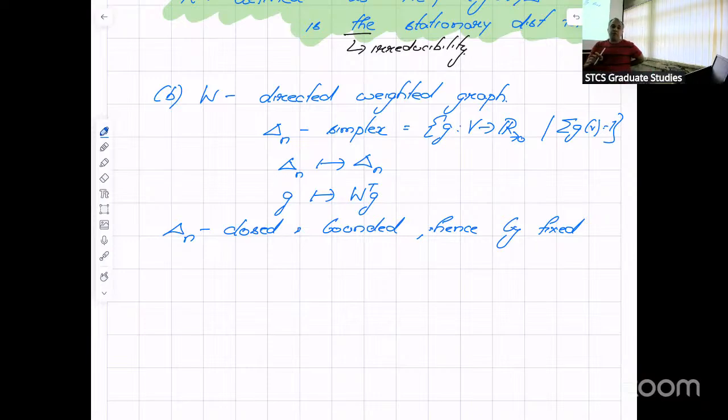It doesn't have to be irreducible. Any random walk has a stationary distribution. If it's irreducible, furthermore, the stationary distribution there is the unique stationary distribution.